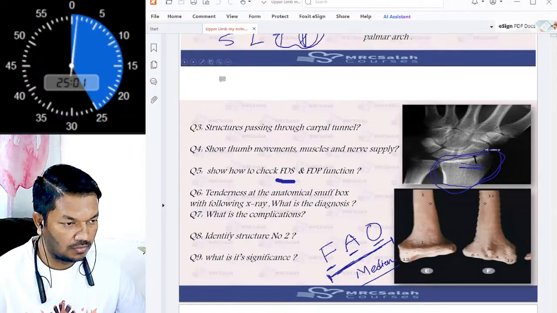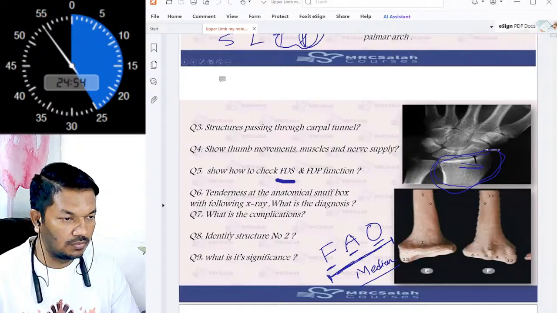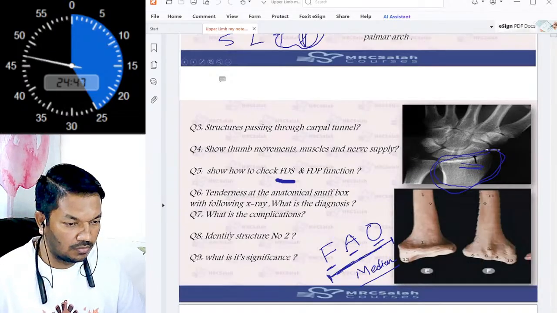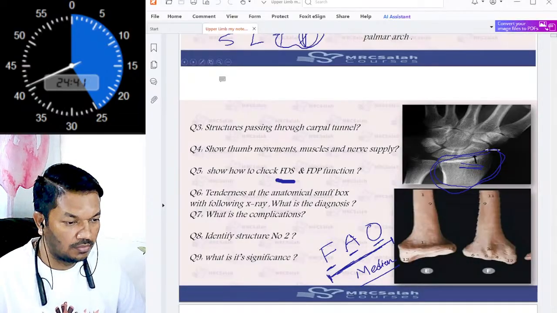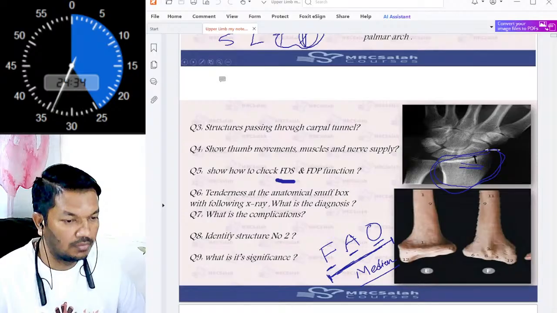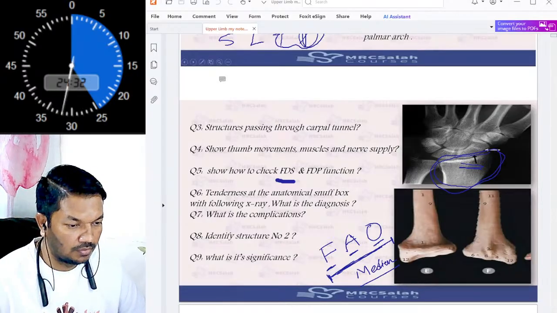Extension by radial abduction is caused by abductor pollicis longus and extensor pollicis brevis. Adduction of the thumb is by adductor pollicis, and abduction of the thumb is by abductor pollicis longus and abductor pollicis brevis. Then opposition of the thumb is by opponens pollicis, flexor pollicis brevis, and abductor pollicis brevis.